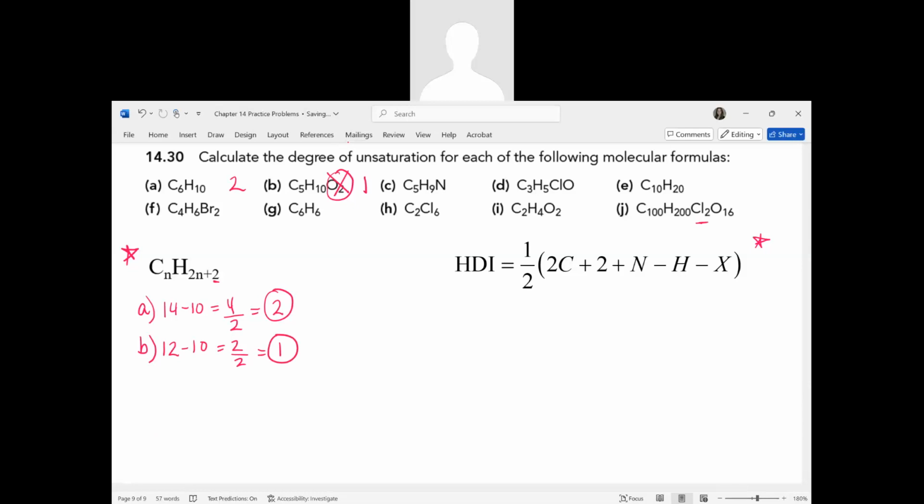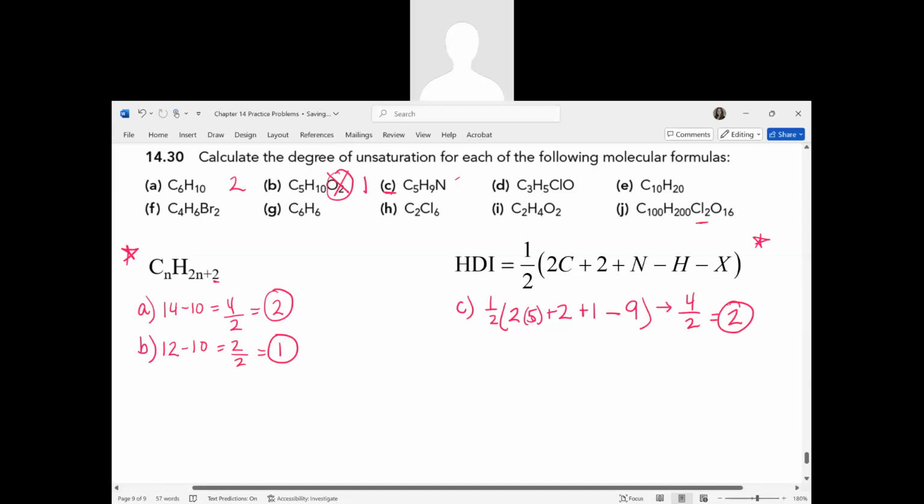Now in compound C, we can plug into this equation over here. We would have 2 times the carbons, so 2 times 5 plus 2, plus the number of nitrogens, so plus 1, and then minus 9 for the number of hydrogens, and we have no halogen. This is our whole formula. 2 times 5 is 10, plus 2 is 12, plus 1 is 13, minus 9 gives us 4. So we have 4 divided by 2, and we end up with an HDI of 2. So that's for letter C.